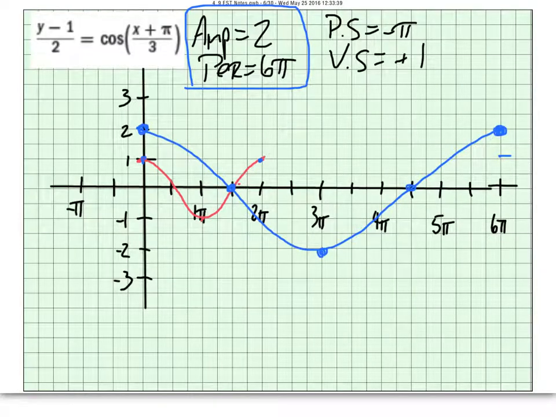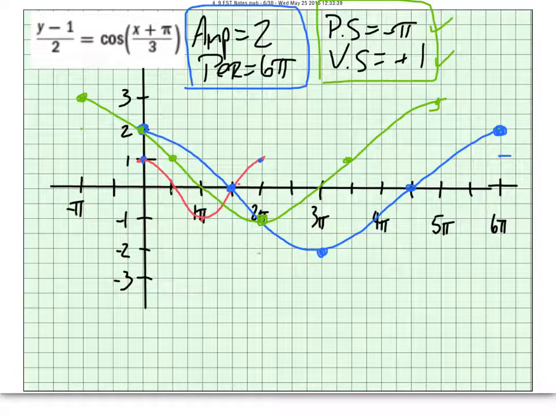Now, the last step, all I have to do is take the 5 key points on this blue graph, and I'm going to move them backwards to the left, a pi unit, and up 1. So I'm going to take this point, go back a pi unit, and move it up 1 to there. This guy goes back a pi and up here. 3 goes back a pi and up. This goes back a pi and up. This goes back a pi and up. If you connect the dots, the green graph is what this equation would look like.